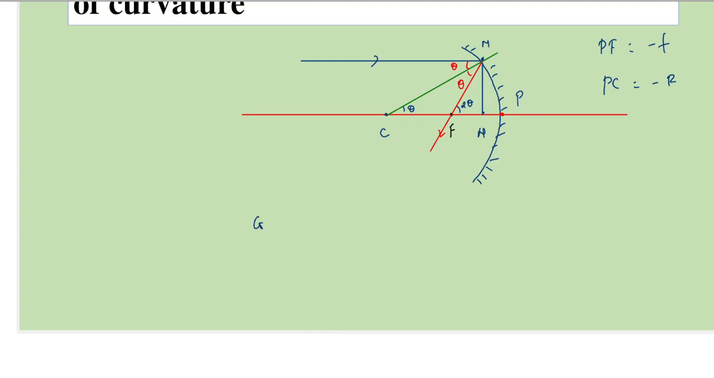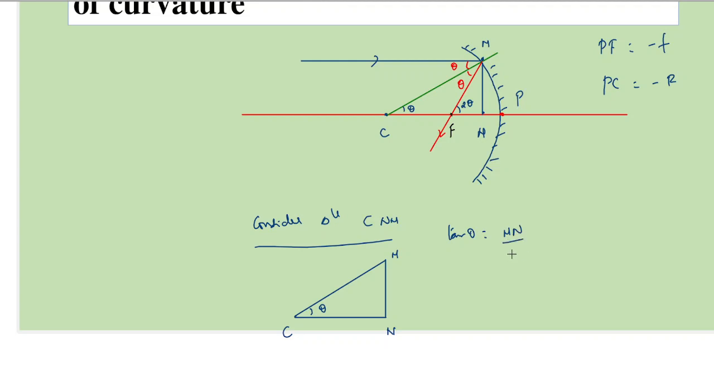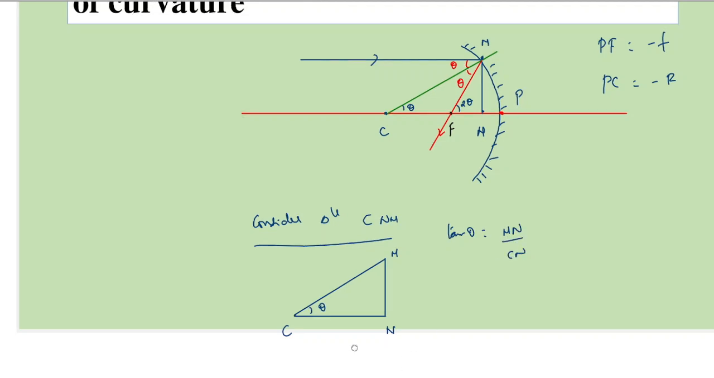Now we'll consider triangle CNM. It's drawn like this. This point is point C, this is point N, this is point M, and this is angle theta. Now from here we'll find tan theta. So tan theta is equal to MN by CN.